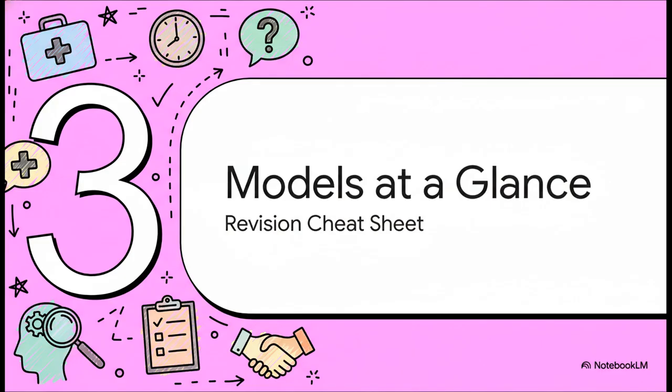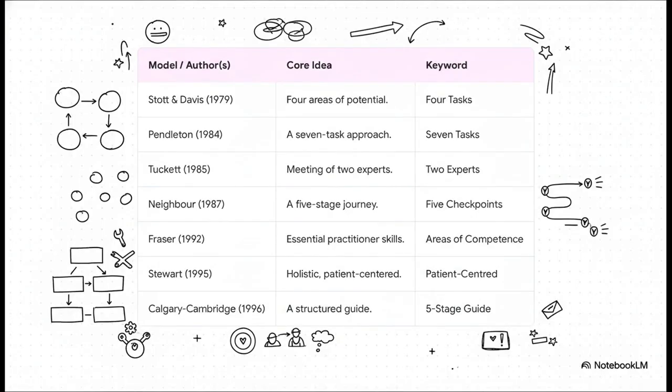This next bit is your ultimate revision cheat sheet, bringing all 7 of these models together so you can see them at a glance. Okay, this slide right here. This is your high-yield summary. Seriously, pause this, take a screenshot, do whatever you need to do, because this is the money slide. You can see every model, its core idea, and a simple keyword to jog your memory when you're under exam pressure. From Stott and Davis's 4 tasks to Calgary-Cambridge's 5-stage guide, this is your entire toolkit all on one screen.